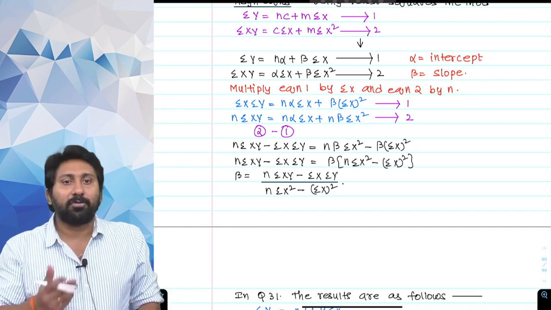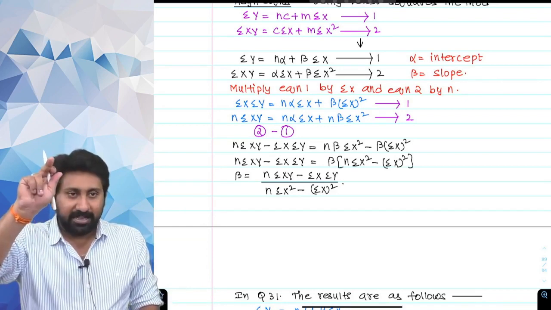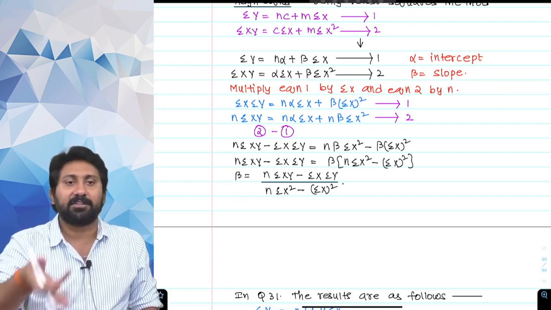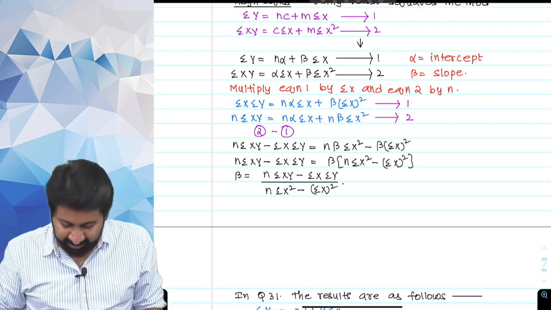So both have to be done. Means multiply the first equation with sigma x, and multiply the second one as well. Sigma x is missing in the first equation, multiply with that. N is missing in the second equation, multiply with n. Over. Game over. Am I clear? So therefore, this is the answer, sir.